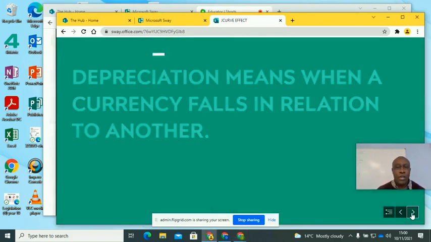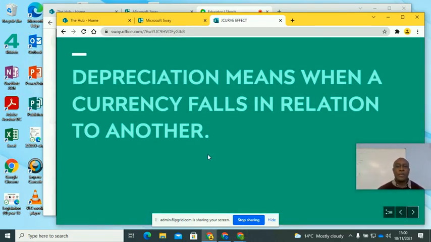Okay. Hopefully you've got the answers, and the answer should be something similar to this. Depreciation means when a currency falls in relation to another. It's vitally important. It has to be compared to another currency. So when it falls in relation to another, okay. So that's really, really important that you add that.